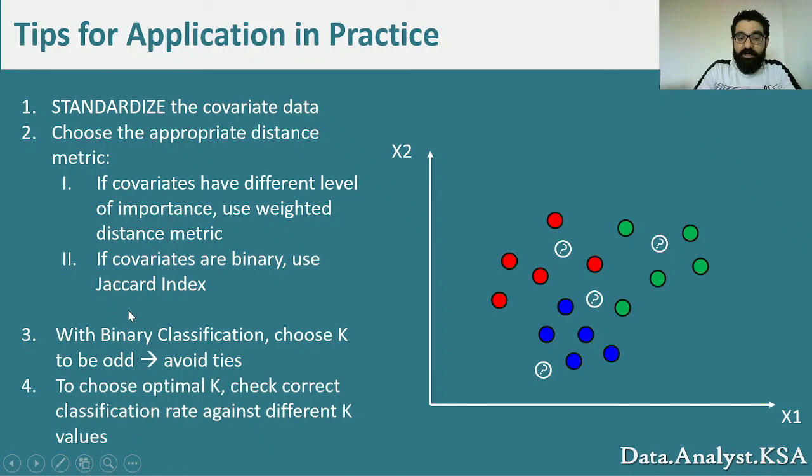So basically, to choose the optimal k, we need to check the correct classification rate against the different k values for the validation data. So we will try out different k values, and the one that gives us the best correct classification rate for the validation data will be the one that we use for our further classification.